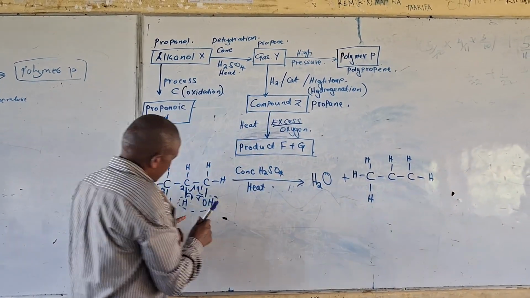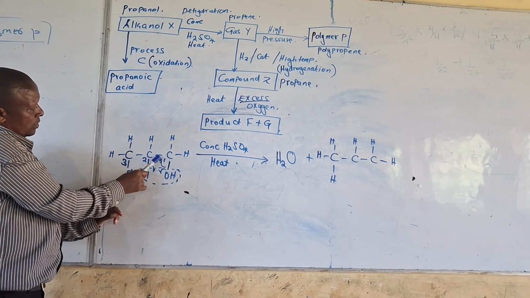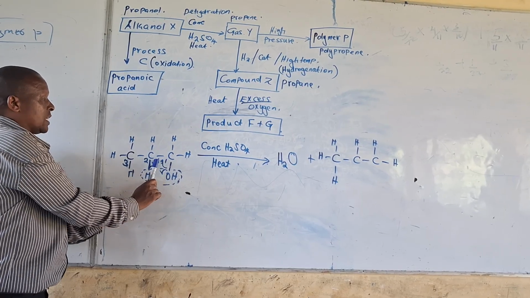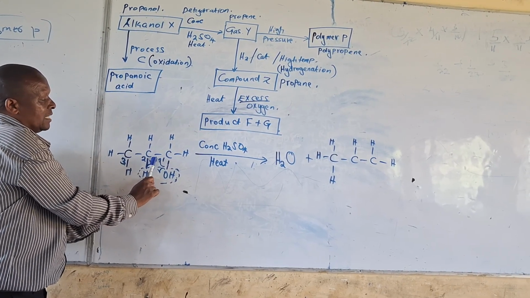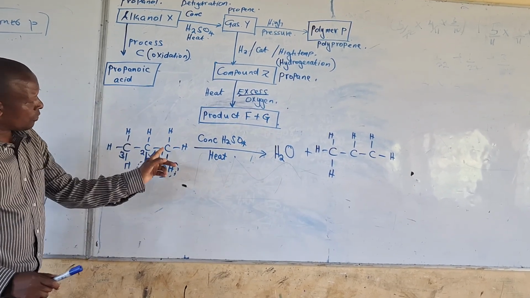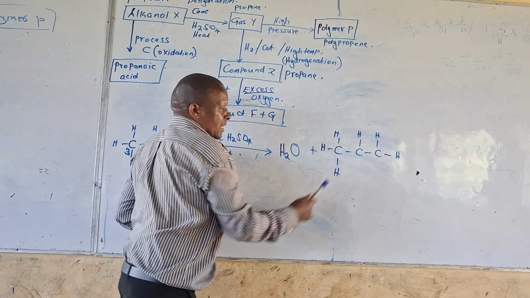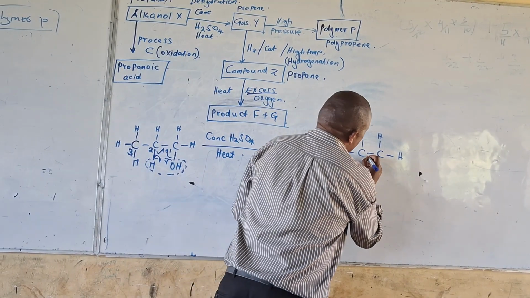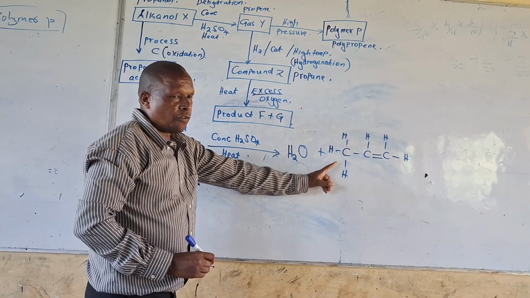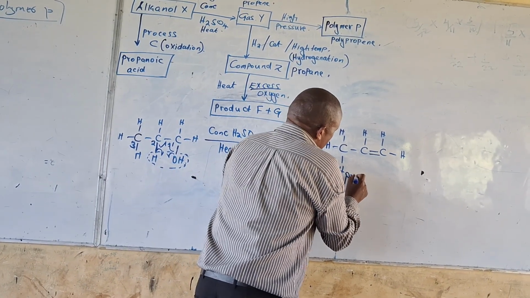What about here? When 1 electron was moved from this covalent bond to the middle here, and another electron was moved to the middle here, how many electrons are now in the middle here? They are now 2. So we'll have the covalent bond which was there, and then you include another covalent bond, 2 electrons. So this is how you have formed the propene. This is the formation of propene.